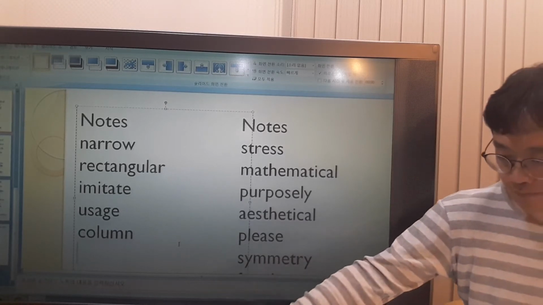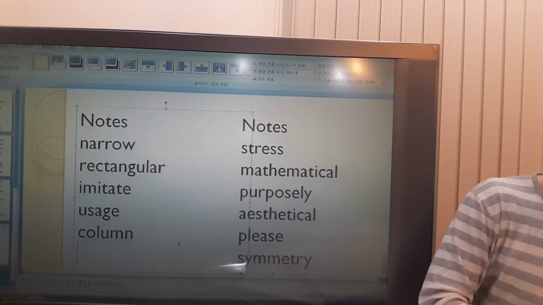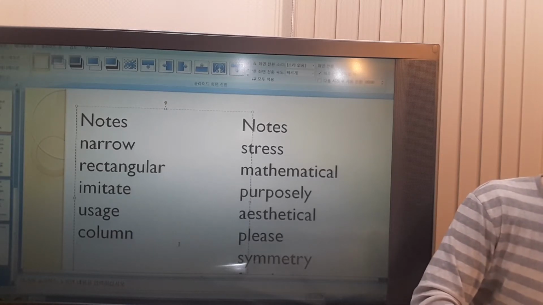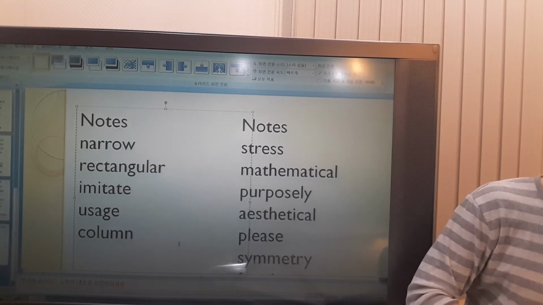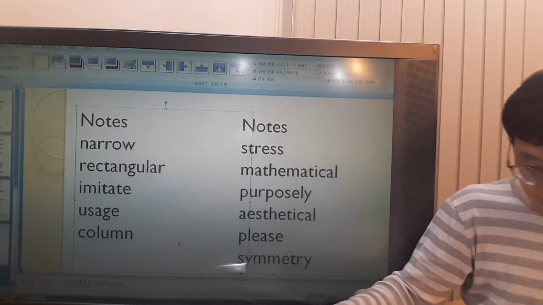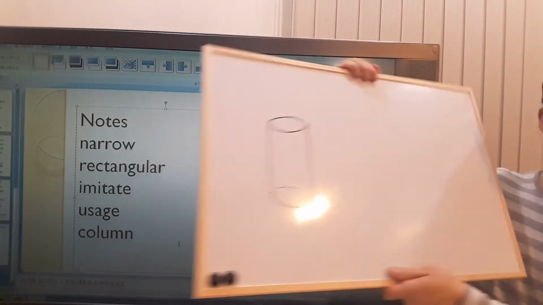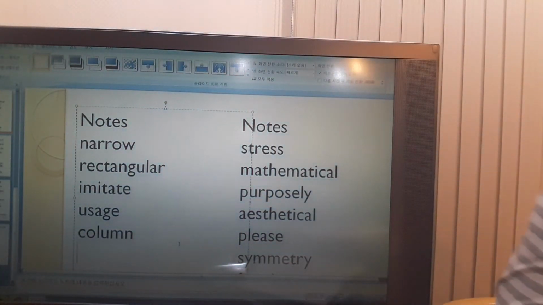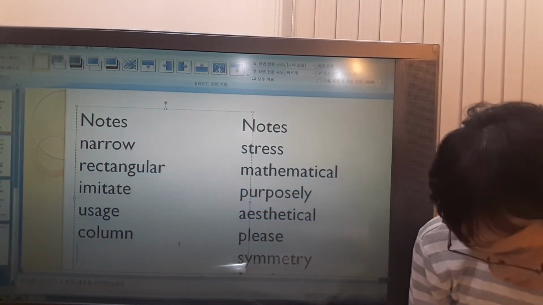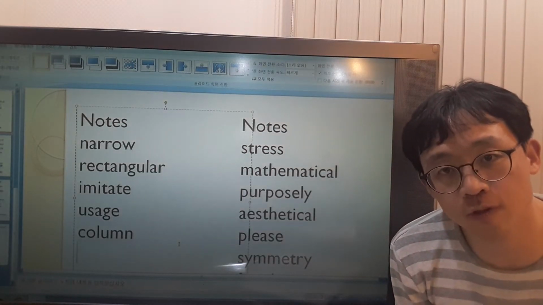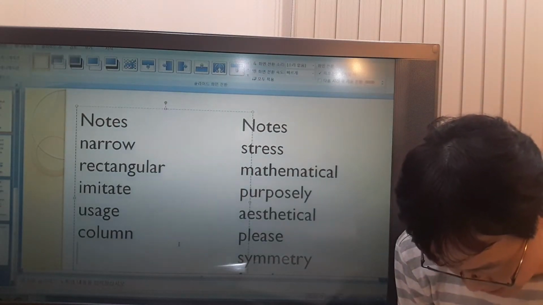Cylinder shape, column, the same as pillar. Cylinder shape. What is cylinder shape? Cylinder shape is having two circular ends and long straight sides. This is a cylinder shape. You understand? Columns. What else? Domes. Dome is a rounded roof. You understand? And semicircular arches.